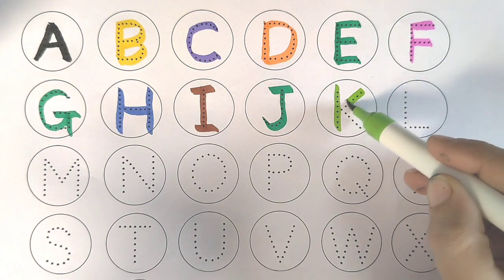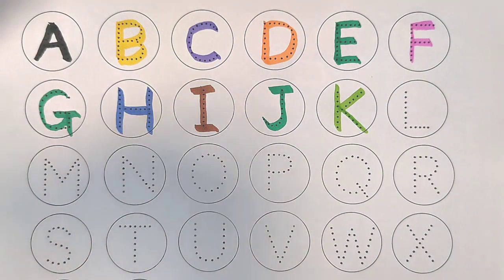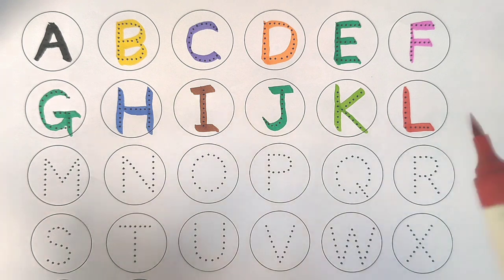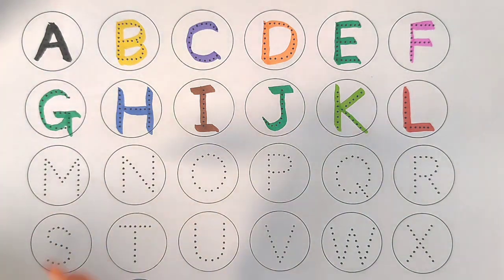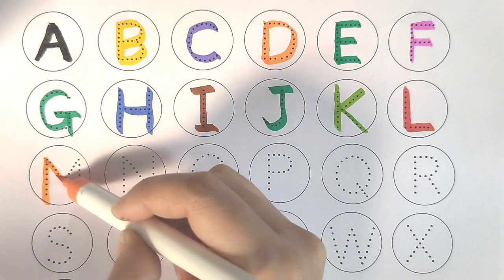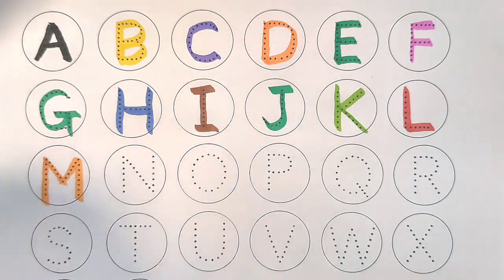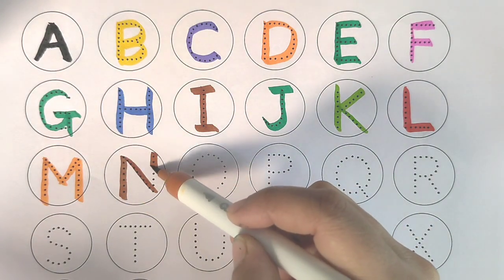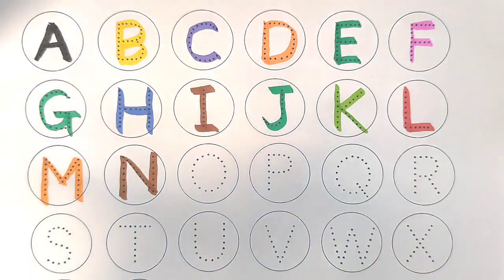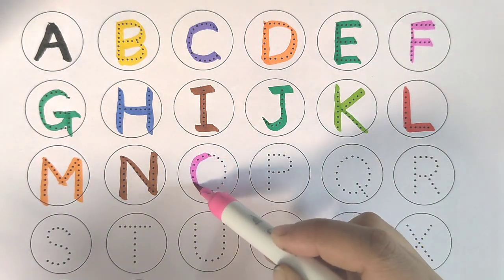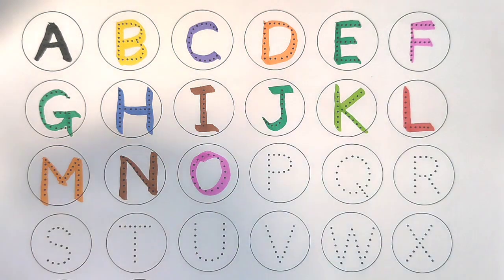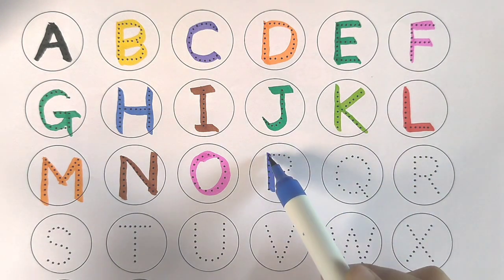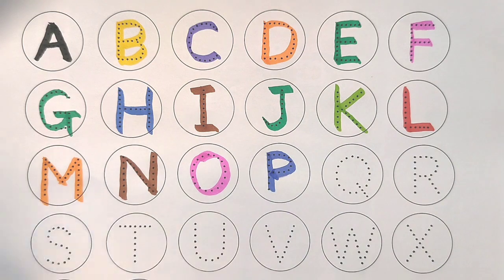K is for kite. L is for lemon. M is for mango. N is for nest. O is for orange. P is for parrot.